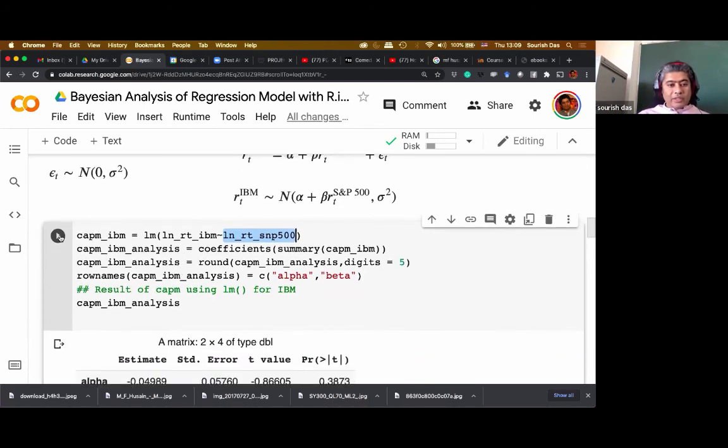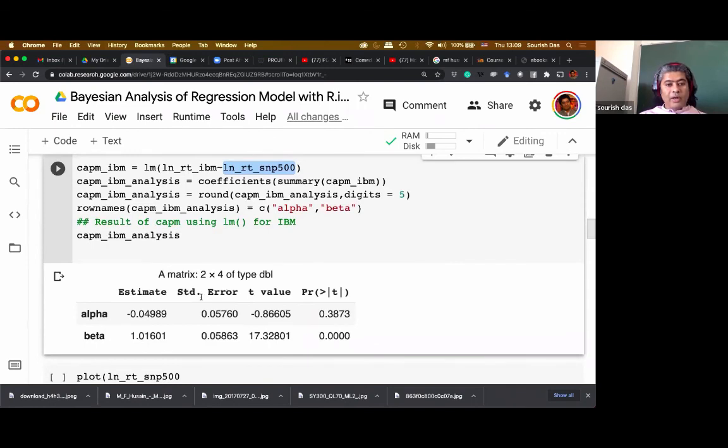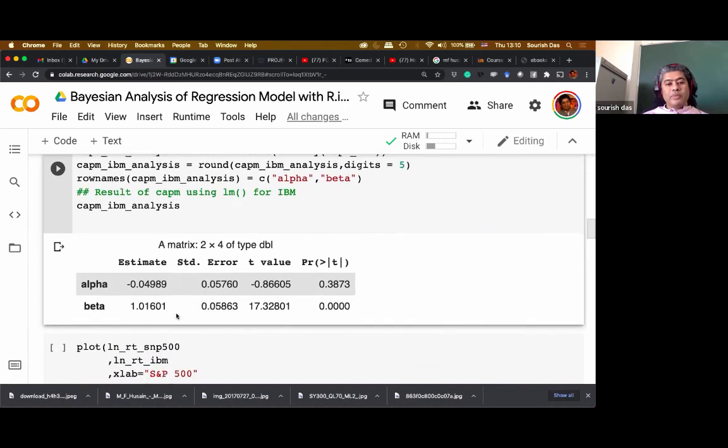If I run this, then according to the frequentist method or maximum likelihood estimate, my alpha is negative 0.04 and beta is 1.01. This is the standard error, this is the t-value, and the p-value is 0.38. So I can think of a null hypothesis of alpha equal to 0 and an alternative of alpha non-zero. The p-value is too large, so we cannot reject the null hypothesis. So we can say IBM is fairly priced. This will be my inference.